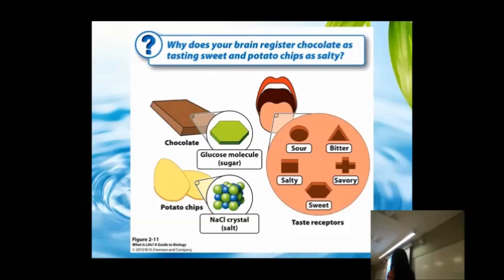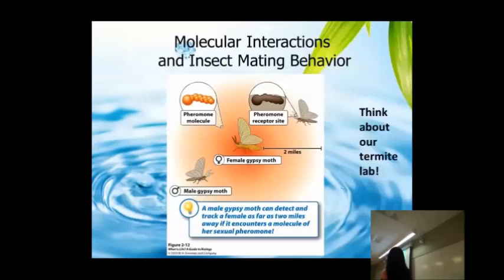And then savory. Does anybody watch the Food Channel or those cooking shows? Do you know what the savory taste receptor is called in those cooking shows? Have you ever heard of umami? Yep. Umami is the name of that savory. It's used a lot in Japanese cooking.